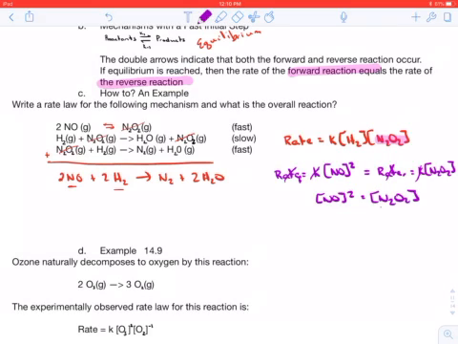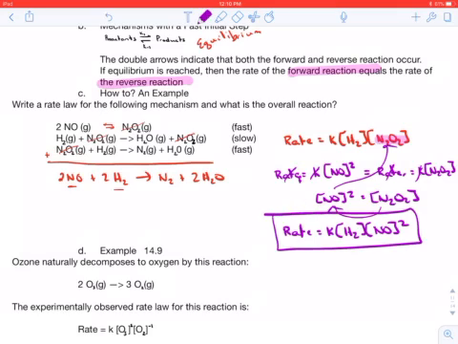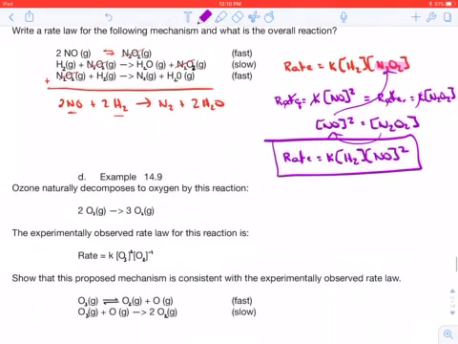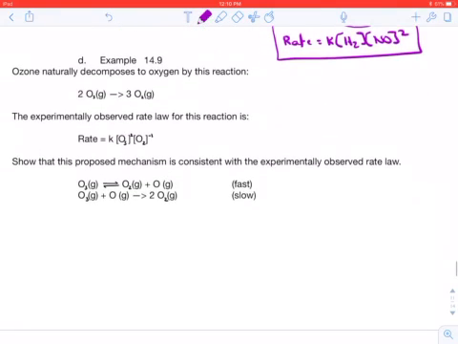So now we can just plug this in for N2O2 up here. And so our rate is equal to K times our concentration of H2 times our concentration of NO squared. And this is our overall rate law based on our slow second step. All right, let's move on and finish this out.